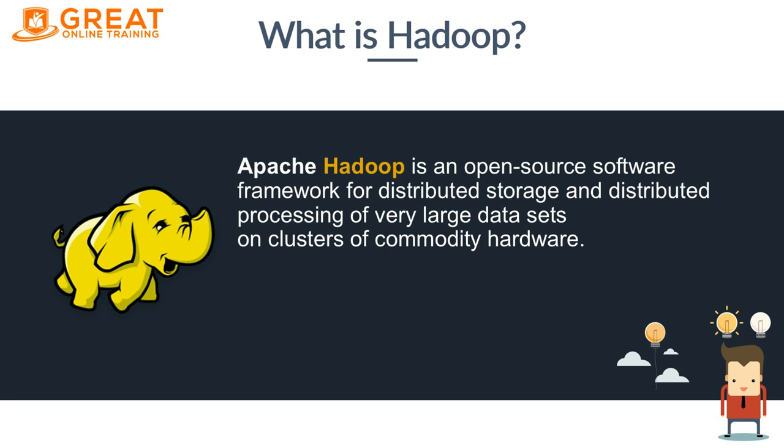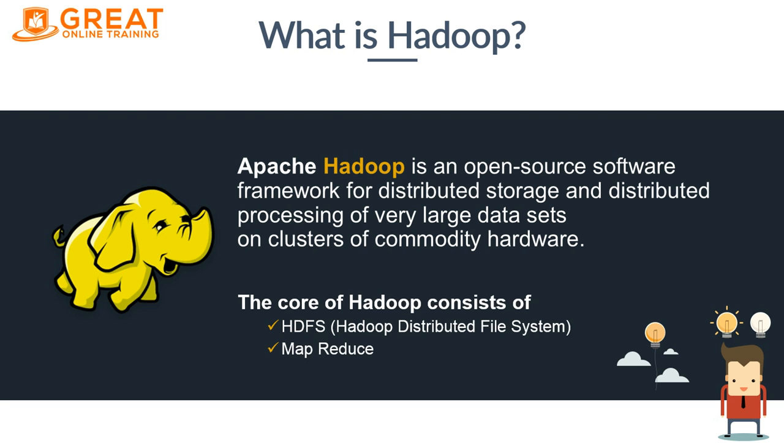And now, what does Hadoop consist of? As I explained in the definition, storage and processing are the two major things here. So the core of Hadoop consists of two things. One is HDFS, Hadoop Distributed File System. The second one is MapReduce. As I already told you, one is for storage and one is for processing. So HDFS is the storage part, and MapReduce is the processing part. These are the two major concepts of Hadoop. I'll explain these two things in our regular classes.